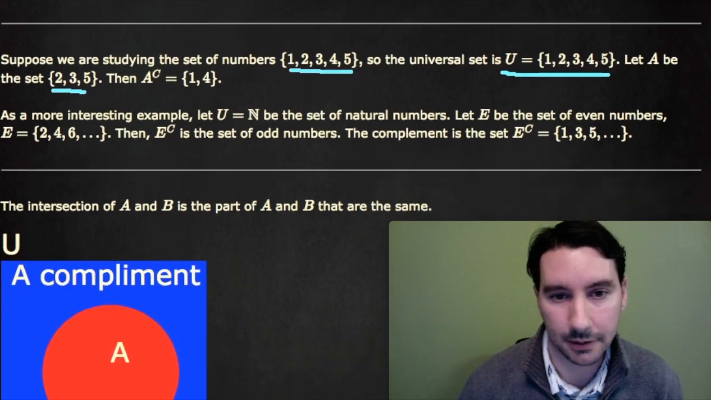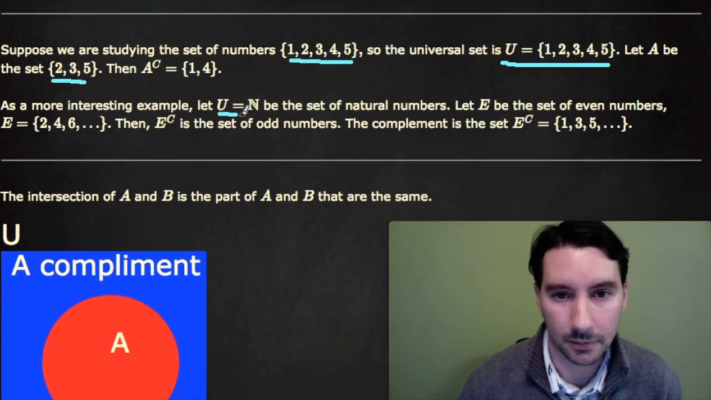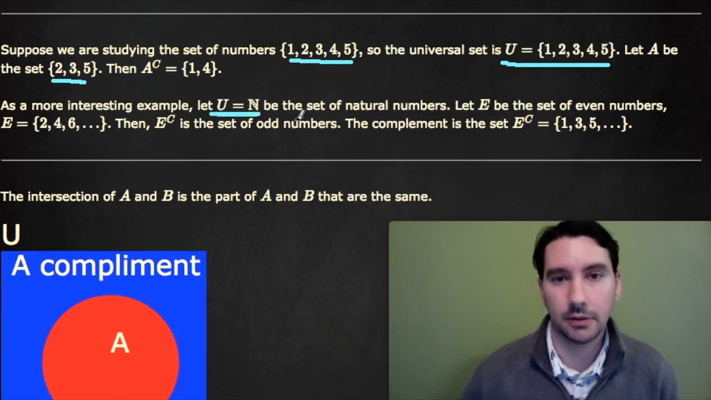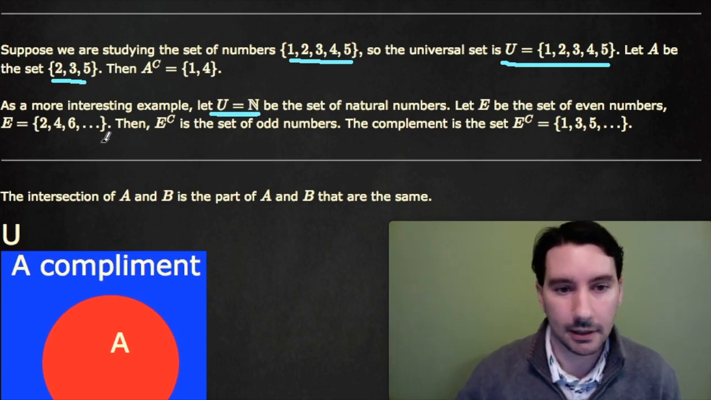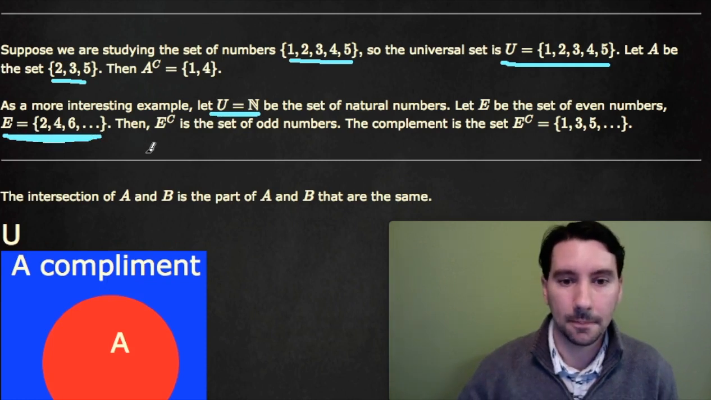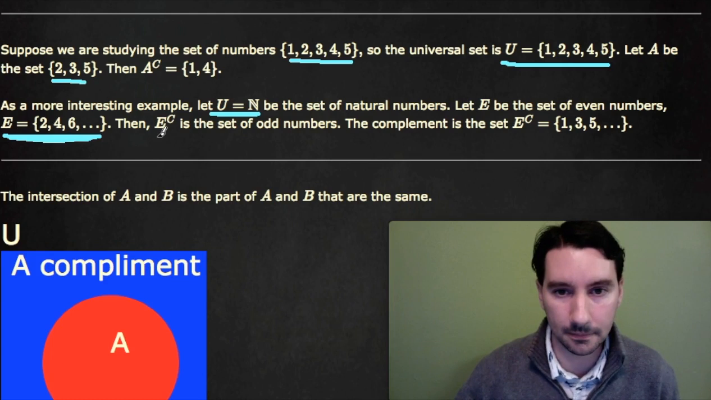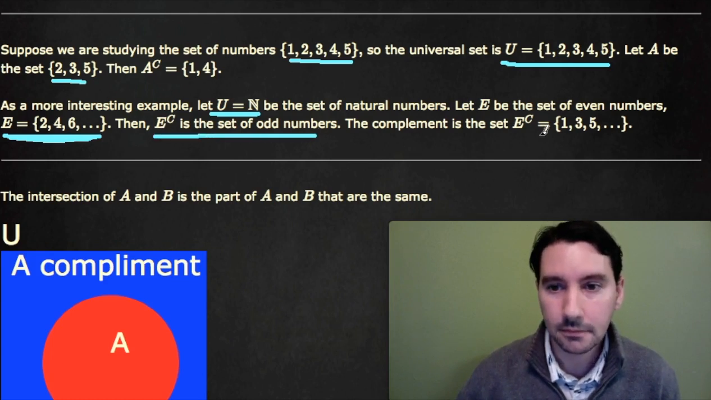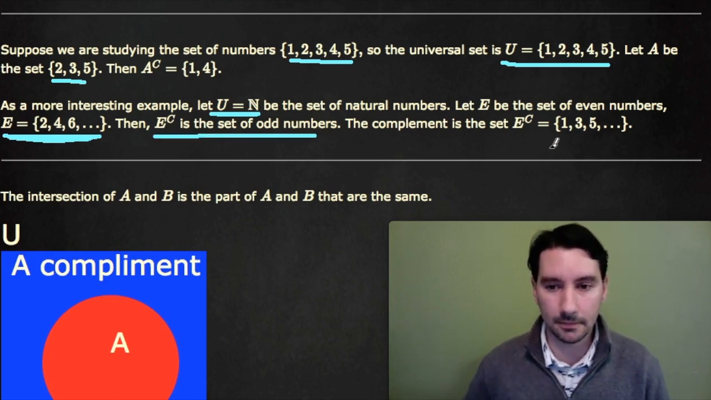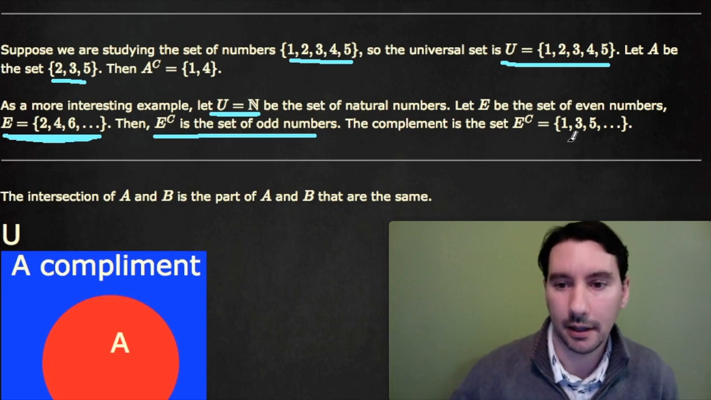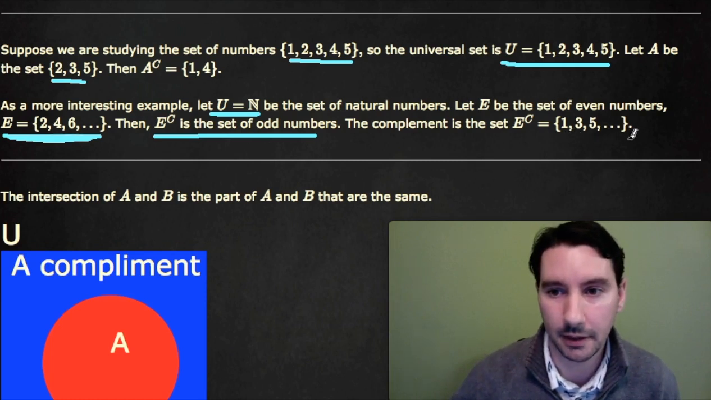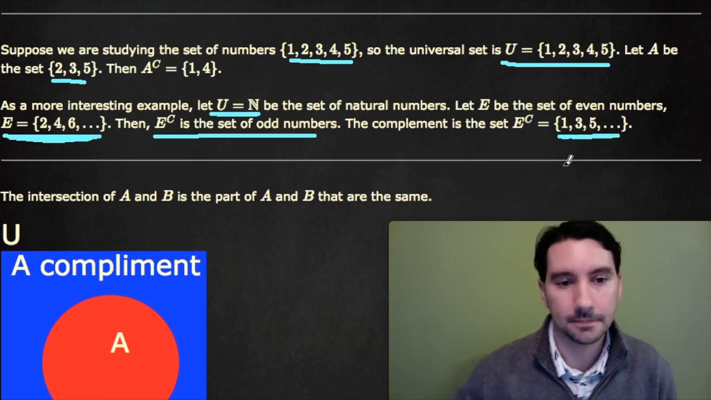For a slightly more interesting example, if we let the universe be all natural numbers, that's the counting numbers, 1, 2, 3, 4, 5, 6, 7, and so on, and we let E be the set of even numbers, 2, 4, 6, 8, 10, 12, 14, and so on, then E complement is the set of odd numbers, right? Because all the numbers in the natural numbers that aren't even are odd, and that would be the set of numbers 1, 3, 5, 7, 9, 11, and so on.